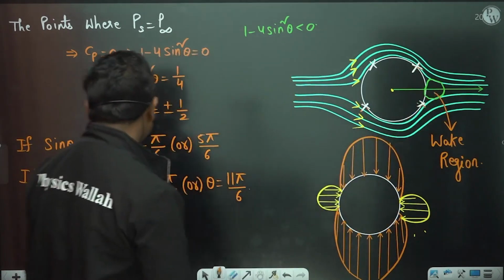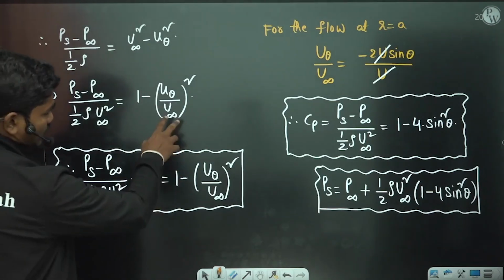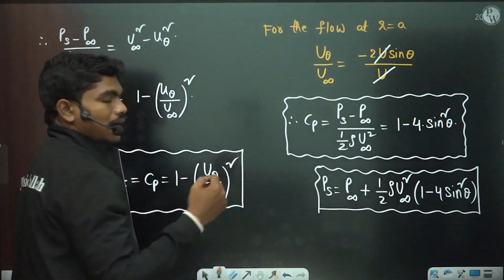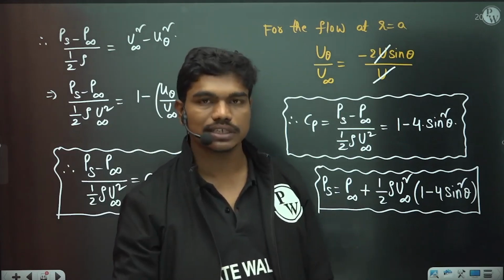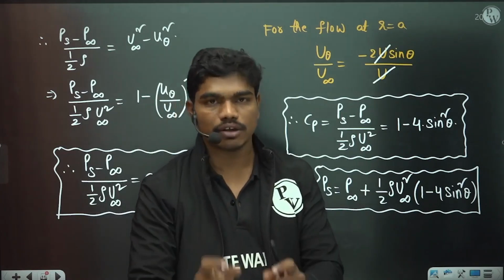Okay, so if you see, because of this minus sign, this pressure is showing some fluctuation here because of this 4 sine square theta term. If pressure is showing some fluctuation, obviously velocities will also show certain fluctuations, because the summation of pressure energy and kinetic energy should be a constant value. Clear?